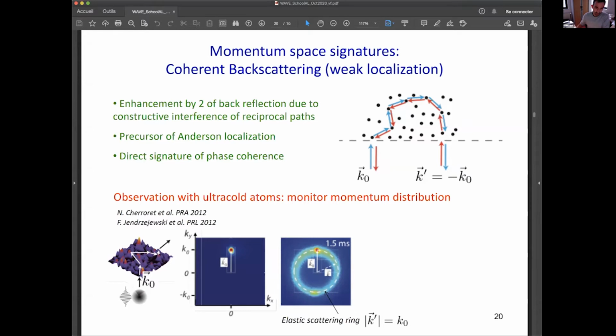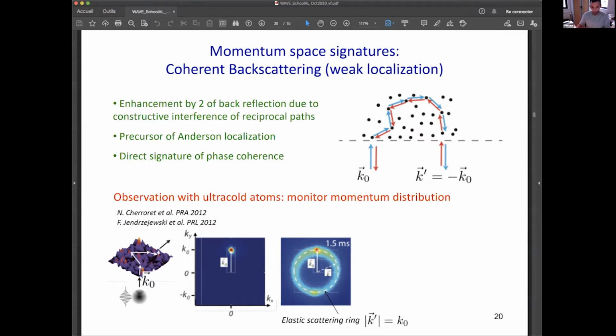So what you see is that the initial peak here has been depleted because the atoms start to be scattered along a ring, and the ring is nothing else than the elastic scattering ring. If the disorder is not too strong, as is the case here, the typical effect is just to change the direction, but not the absolute value. We don't change the velocity, just the direction. So here we can really monitor this change of velocity as the atoms are scattered and scattered.